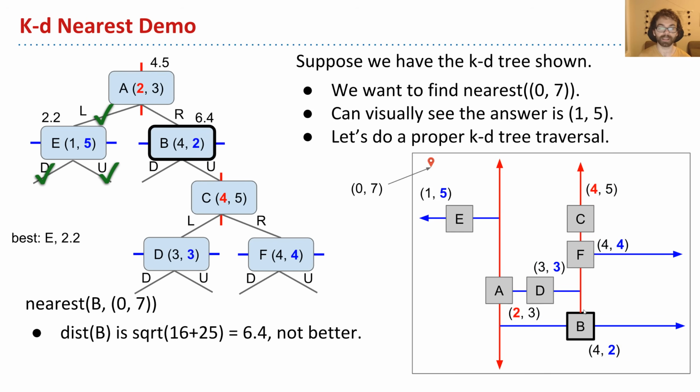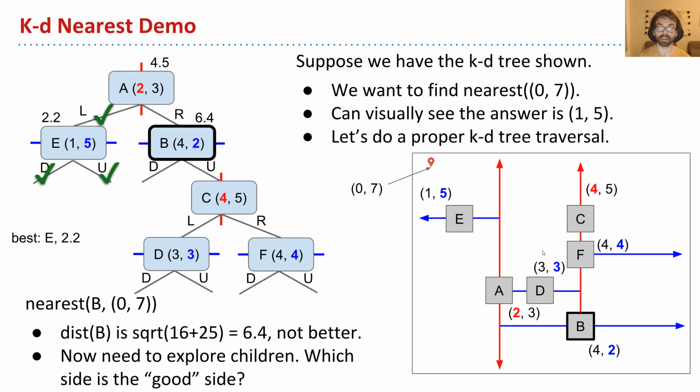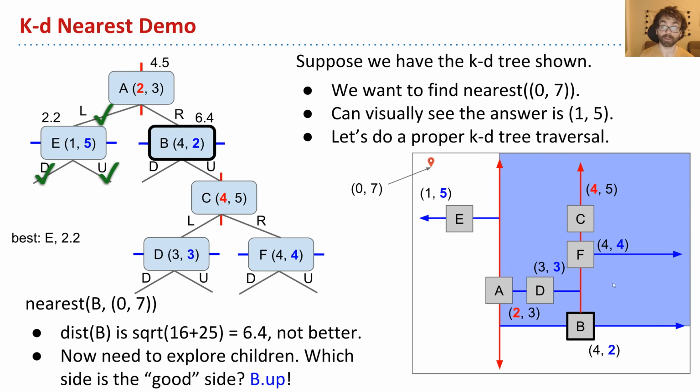Okay, so let's go. So we go to the right, and we find out, oh, well, it's just B. B's way far away. Okay, so it's 6.4 in distance. That's way farther than 2.2, but that doesn't mean we made a bad choice, because we have not explored all of A's descendants on the right-hand side. Maybe there's still something over here. So B, having now calculated its distance, we need to either go down or up. So what's the good side? Okay. So the good side is going to be up, and the good side, it is always worth exploring because it's more in the direction of the query point.